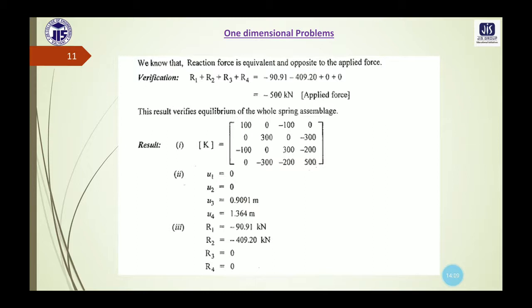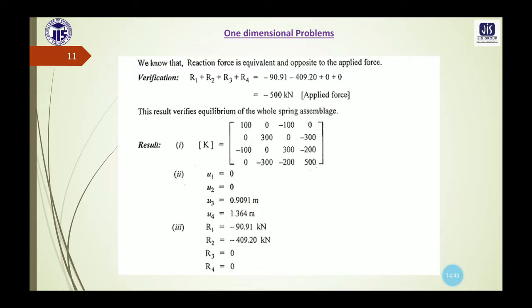Now we need to verify the result of these reaction forces with the applied force. The concept for the verification or validation of our result is that the reaction force is equivalent and opposite to the applied force. So if we sum the values of the reaction forces, R1 plus R2 plus R3 plus R4 equals minus 500 kilonewton.